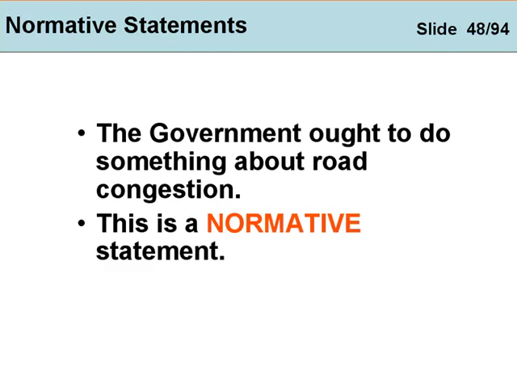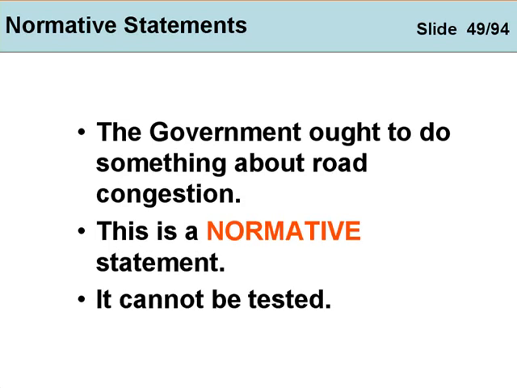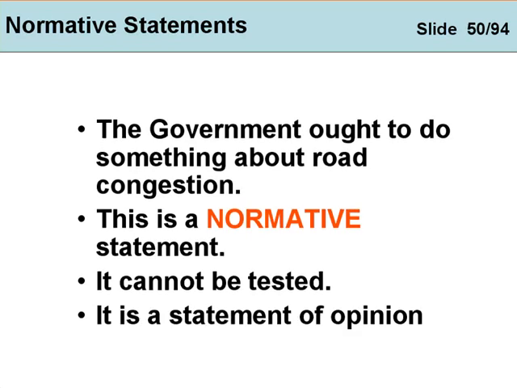So, when we normally see the word ought or should, or we can insert implicitly the word ought or should into a statement, it's a normative statement. It can't be tested. It's just your opinion versus somebody else's opinion, or my opinion. So, normative statements are statements of opinion. They don't go anywhere. They're just what we want to see. They're aspirational.